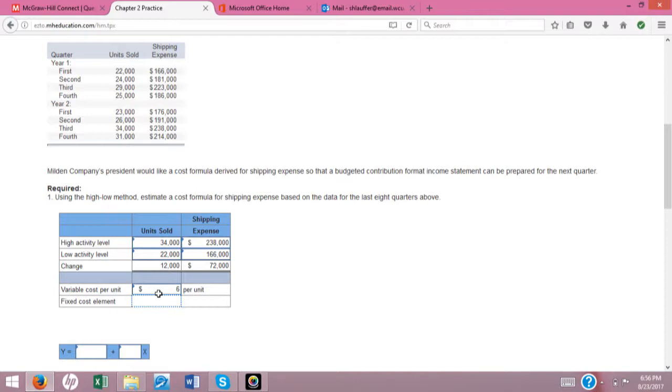Our high activity level shipping expense, our total expense was $238,000, and that's our total cost, fixed and variable, because we're looking at a mixed cost. We just said that our variable expense was the 34,000 times the variable cost, which is $204,000, which gives us a fixed cost element of, let's see, 238,000 minus 204,000 is $34,000.